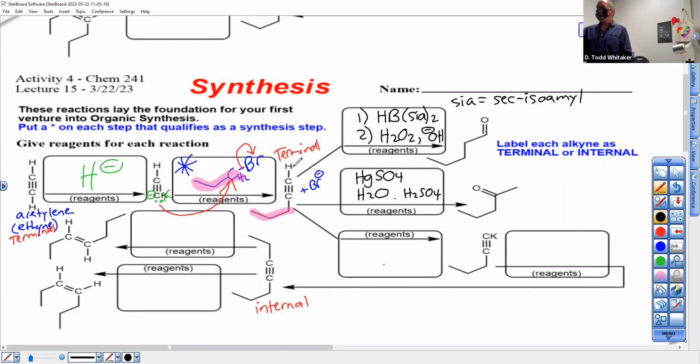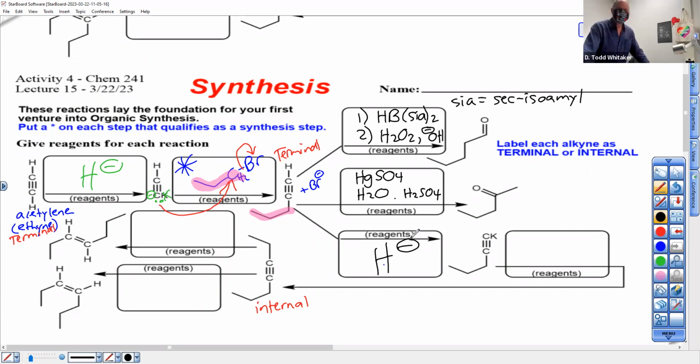OH minus gets 0 points. It's not strong enough. We tried that last Monday. We did the pKa's, didn't work. SO4 2 minus is not that good of a base either. Guys, we had 4 really strong bases. We've used one of them today. H minus. There you go. H minus takes the H off a terminal alkyne. You might want to review the other 3 from Monday as well.